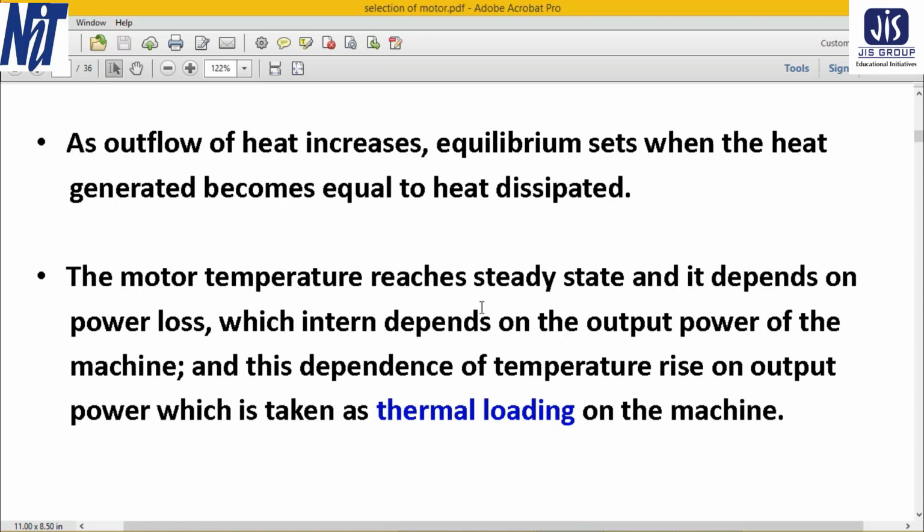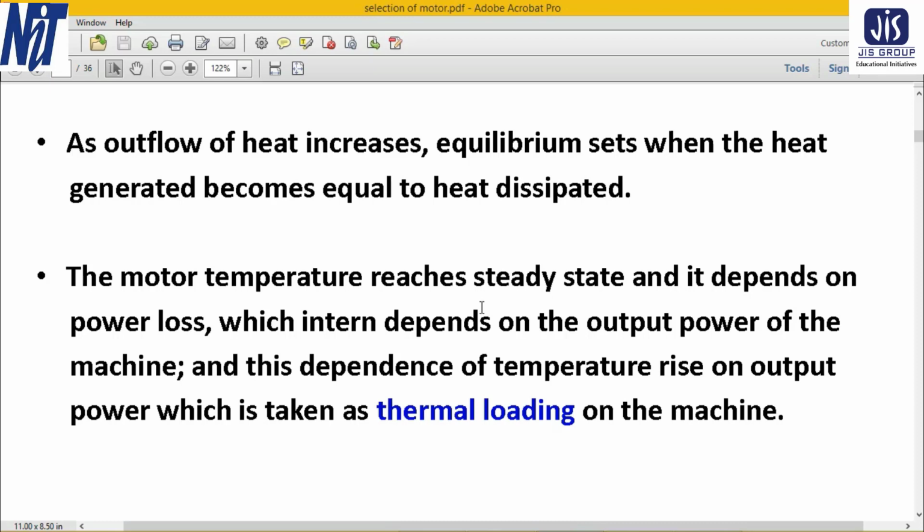When the machine is in running condition, due to losses in the machine, its temperature starts rising and it crosses its ambient temperature. When it crosses the ambient temperature, it will start dissipating its heat to the surrounding medium, and equilibrium sets in when the heat generated becomes equal to the heat dissipated. That is, the motor will reach the steady state depending on the power loss.